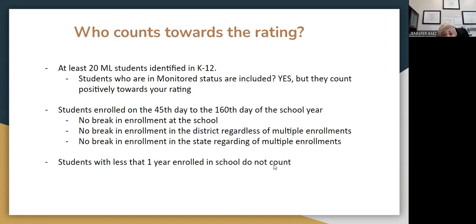So who counts towards the rating? You need to have at least 20 ML students identified in K-12. If you have students who are monitored, that means that they've exited the program. They count towards your denominator as a pass. Students enrolled from the 45th day to the 160th day will count, as long as they have no break in enrollment either at the school, at the district level, or in the state. And students who have 1 year or less enrolled in school do not count, but they do take the test so we can get a proficiency rating for them so then they can start their goals.